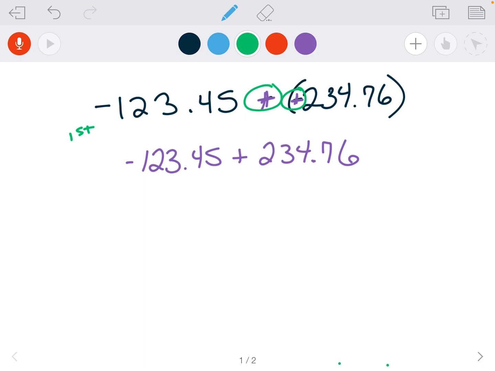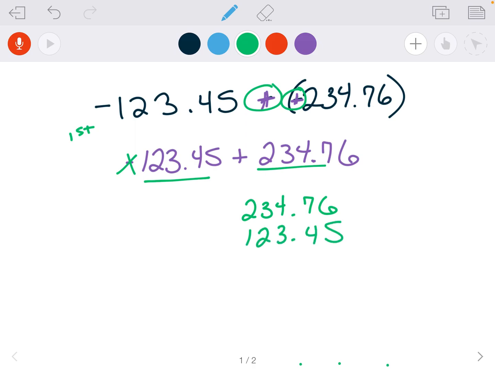Second, I line up my decimals, making the absolute value of the larger number on top. If I ignore the signs for a second, I can see that 234 is larger than 123. So I'm going to write these, and I'm going to make sure I line up the decimals. Now remember, if you are adding opposite signs, I've got a negative and a positive, you have to subtract. If you're adding opposite signs, you're going opposite ways on the number line, so you're subtracting. So you're going to subtract this number.